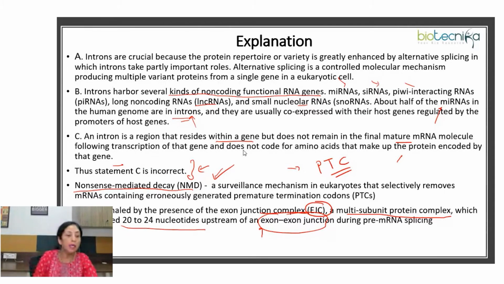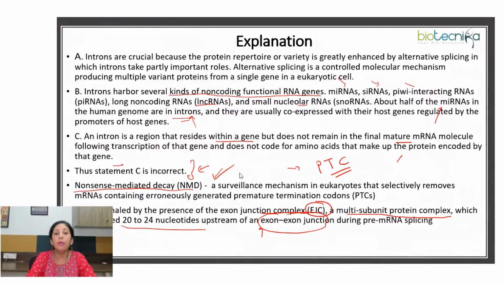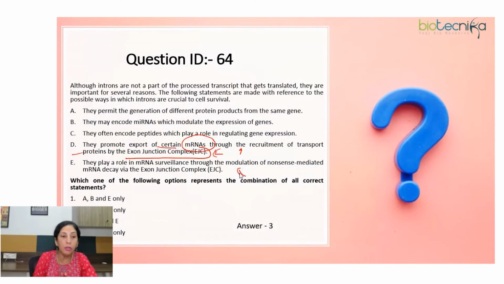Now, in statement D, we have they promote export of certain mRNA through the recruitment of transport proteins by the exon junction complex. Like I have explained, the exon junction complex is a multi-subunit protein complex found at the junction of two exons. When splicing occurs, two exons get ligated, so there this EJC will be placed. Now this EJC helps with the export of the mRNAs. Not only that, through the nonsense mediated decay mechanism, it will help with targeting, meaning decaying, those mRNAs that have PTC.